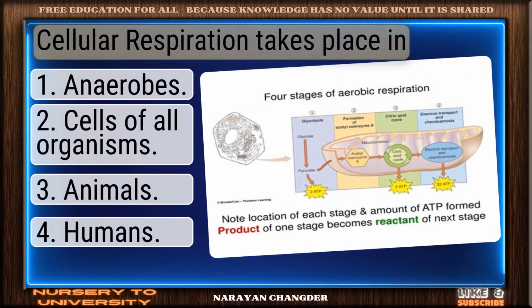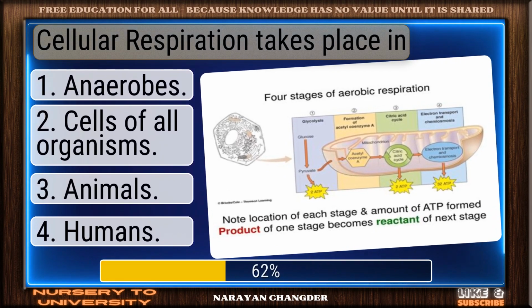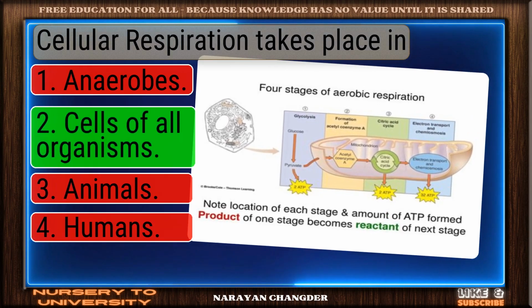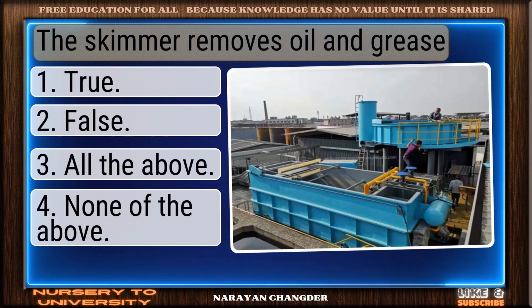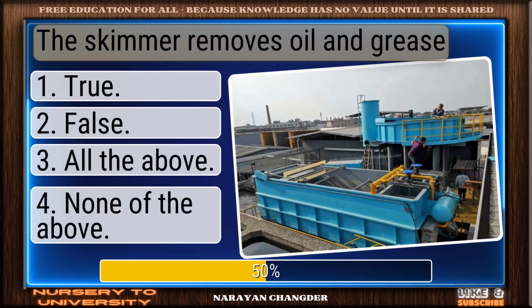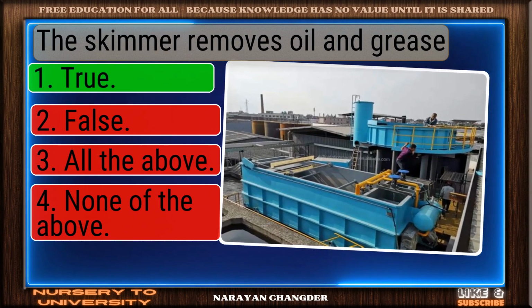Question number 96. Cellular respiration takes place in. You got it. Your choice cells of all organisms is right. Question number 97. The skimmer removes oil and grease. Sharp thinking. True is the right choice.